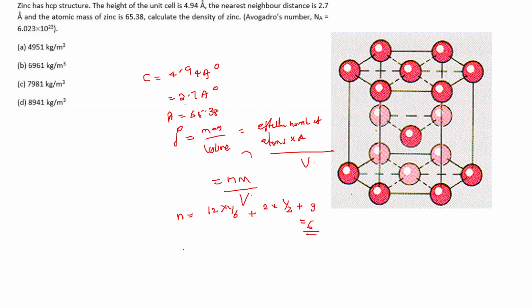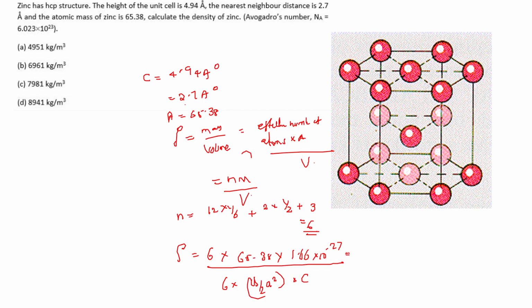Now what will the density be? 6 into 65.38 into 1.66 into 10 to the power minus 27 kilogram, divided by the volume, right? Volume will be base area into height. So what will the base area be? There are 6 triangles, and each triangle's area is root 3 by 4 a square, so it will be 6 into root 3 by 4 a square into c. Now substitute the a value, it is also given, 2.7, and find the density.